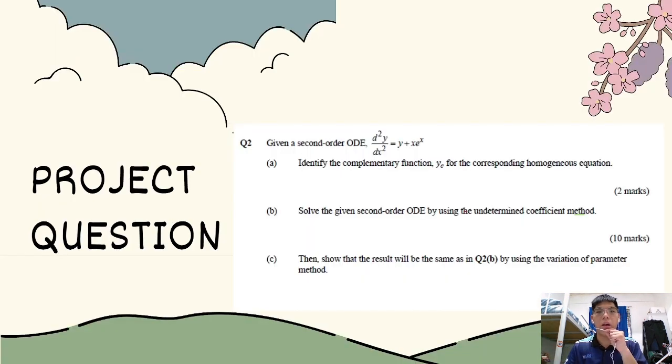For me, I need to explain question 2, which is a second order ODE, d²y/dx² equals y plus x e^x. In this question, we need to solve three parts. A: identify the complementary function yc for the corresponding homogeneous equation. B: solve the given second order ODE by using the undetermined coefficient method. C: show that the result will be the same as in Q2B by using the variation of parameter method.